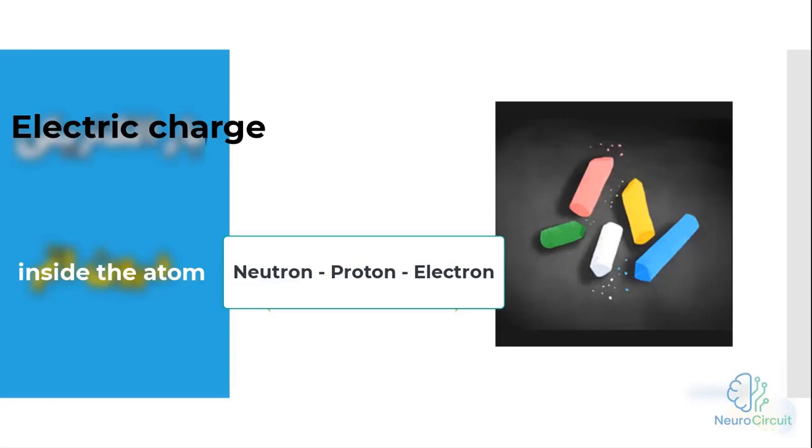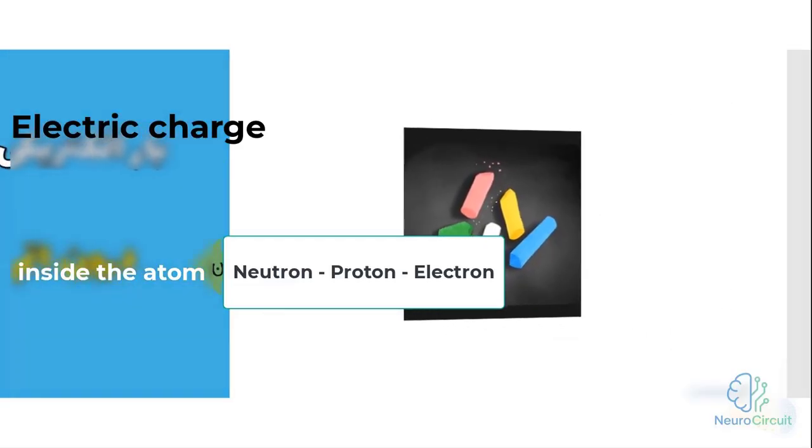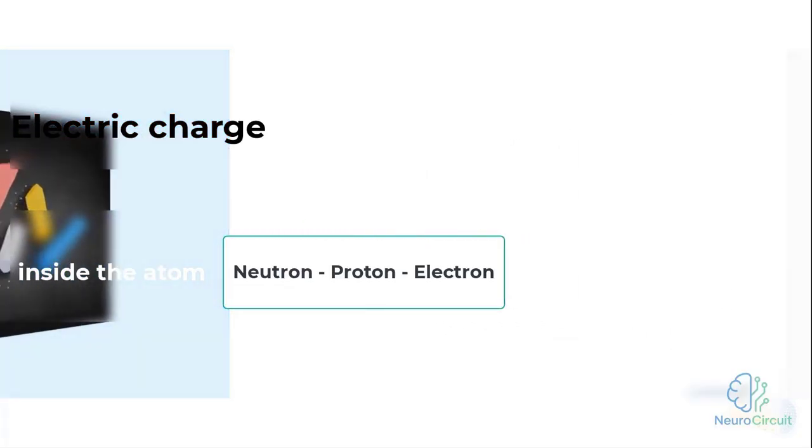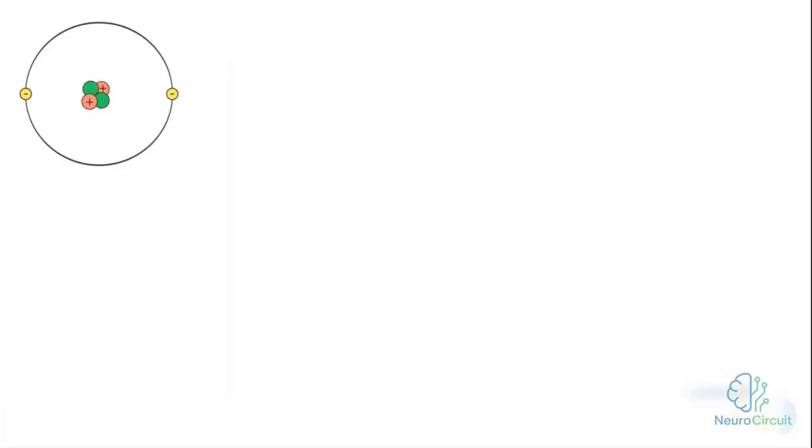Now, if we want to categorize where these three particles I mentioned are located within the atom, neutrons and protons are located at the center of the atom, as you can see in this image, the green circle and the red circle with the plus sign inside it. These are called protons and neutrons. That is, the one with the plus sign represents the proton, and the green circle represents the neutron.